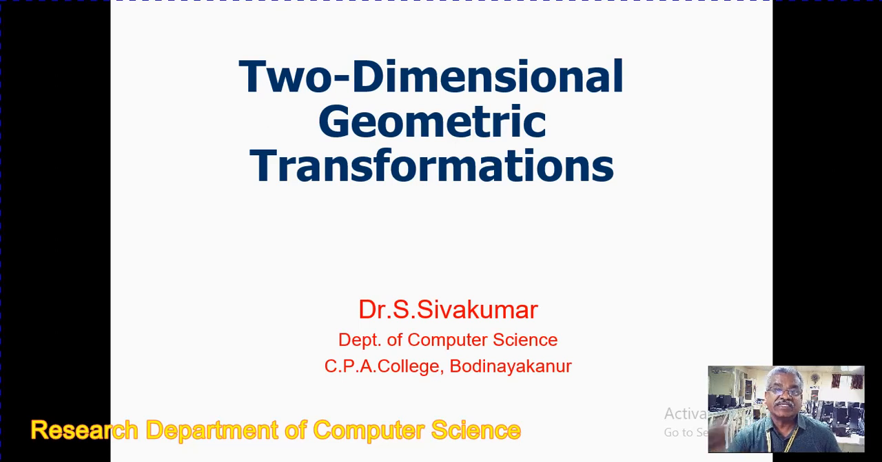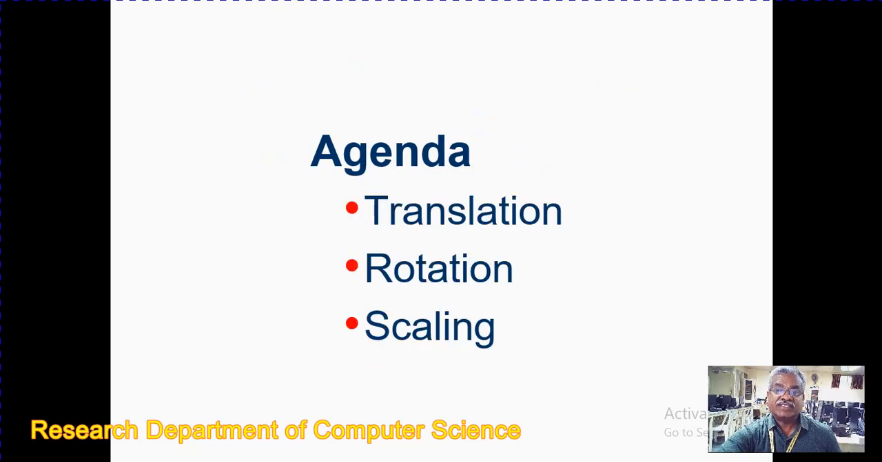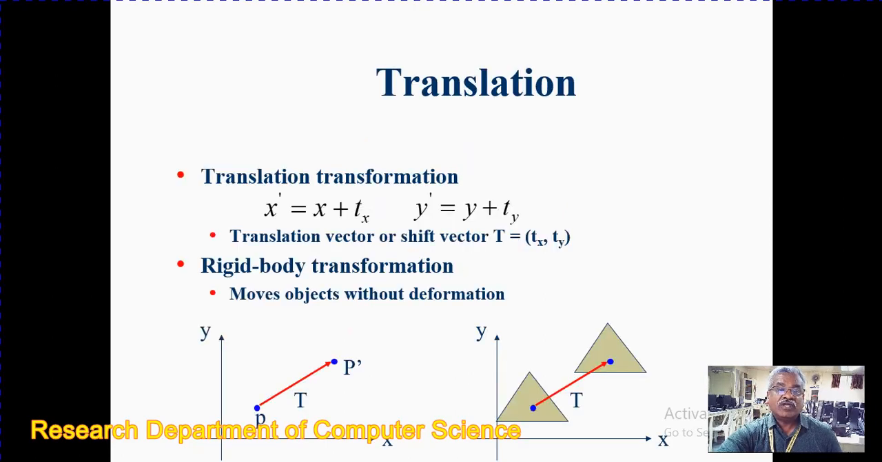Today, let us discuss two-dimensional geometric basic transformations. Our agenda today includes translation, rotation, and scaling. As you all know, what is translation? Moving an object from one place to another place, either in the horizontal direction or in the vertical direction.